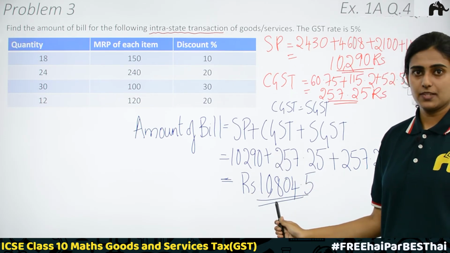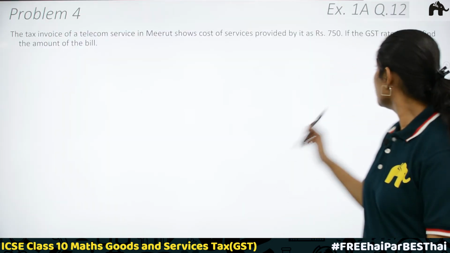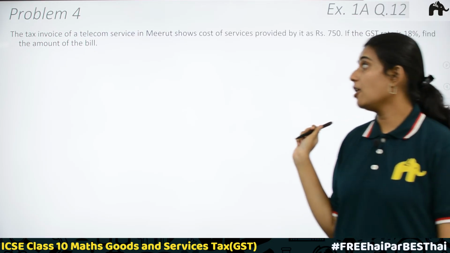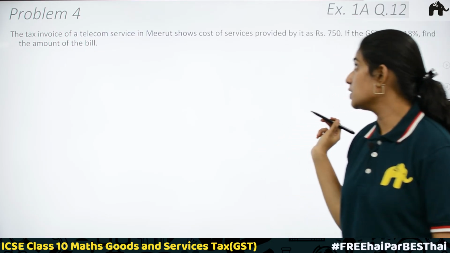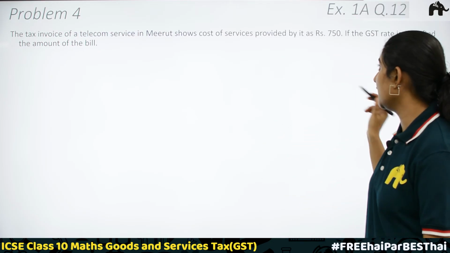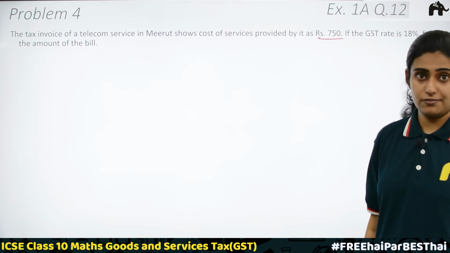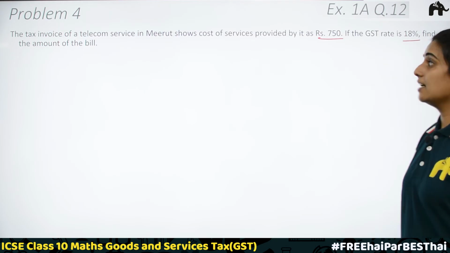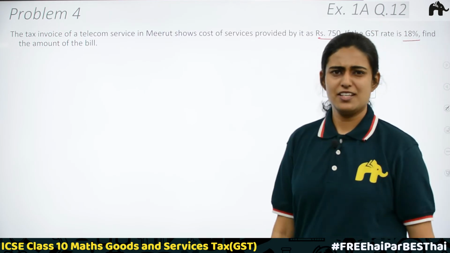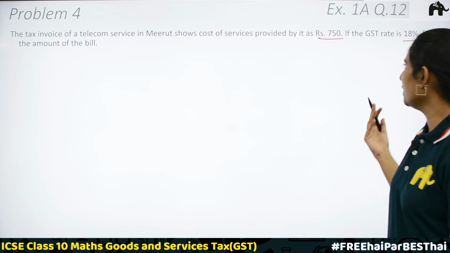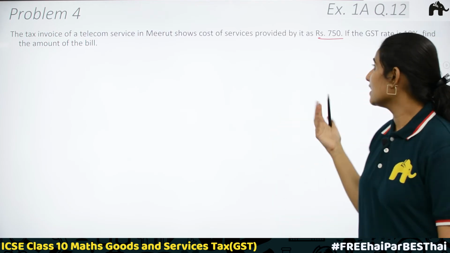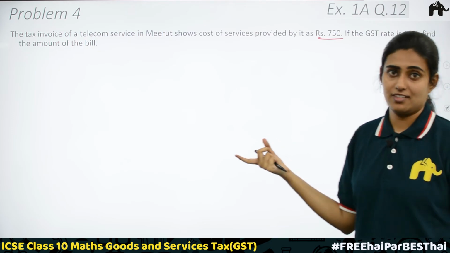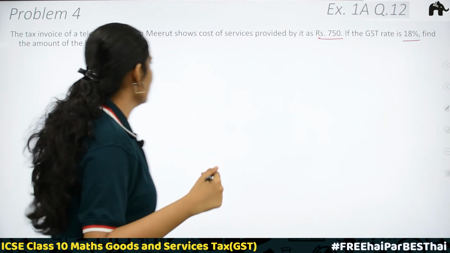10,804.5. Clear? Question number 12 of exercise 1A. The tax invoice of a telecom service in Meerut shows cost of services provided by it as rupees 750. If the GST rate is 18%, find the amount of the bill. Very simple question. Here we don't need to find the discount because the given is the selling price. Selling price is already given. Okay. Within seconds you can get the answer.